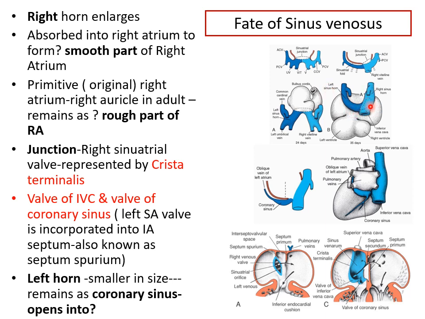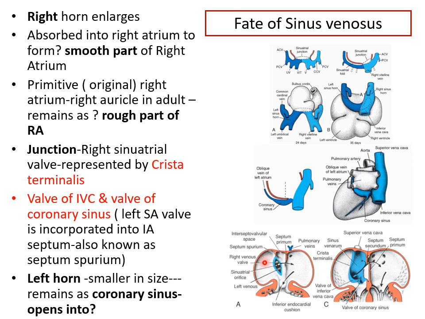Now the right horn of sinus venosus, we've already seen, gets absorbed into the right atrium to form the smooth part of the right atrium, right? And the original primitive right atrium persists as the right auricle in the adult and remains as the rough part. Okay, and the junction between the two is represented by the right sinoatrial valve, which then is represented by the crista terminalis, valve of inferior vena cava, and valve of coronary sinus.